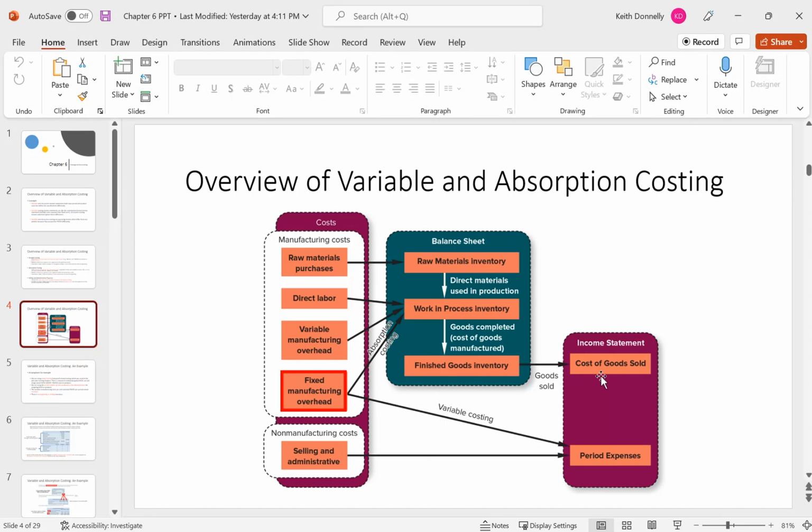Similar framework for variable costing. We're going to include our direct materials, our direct labor, and our variable manufacturing overhead. Those do go on the balance sheet as part of inventory. Take the expense for them when you sell it. However, this fixed manufacturing overhead down here is going to be expensed in the period. We don't put it on the balance sheet. We don't capitalize it. And then down here, your SG&A, your non-manufacturing costs, under both systems, absorption and variable costing, you expense it in the period incurred.